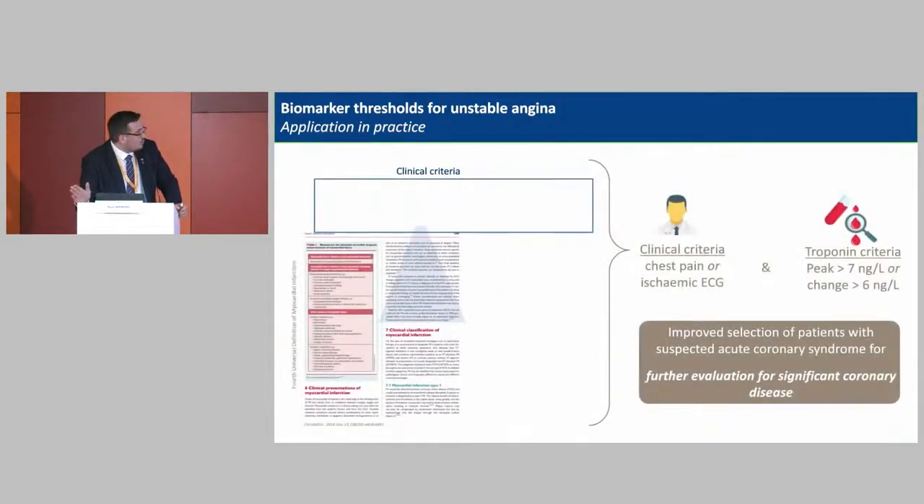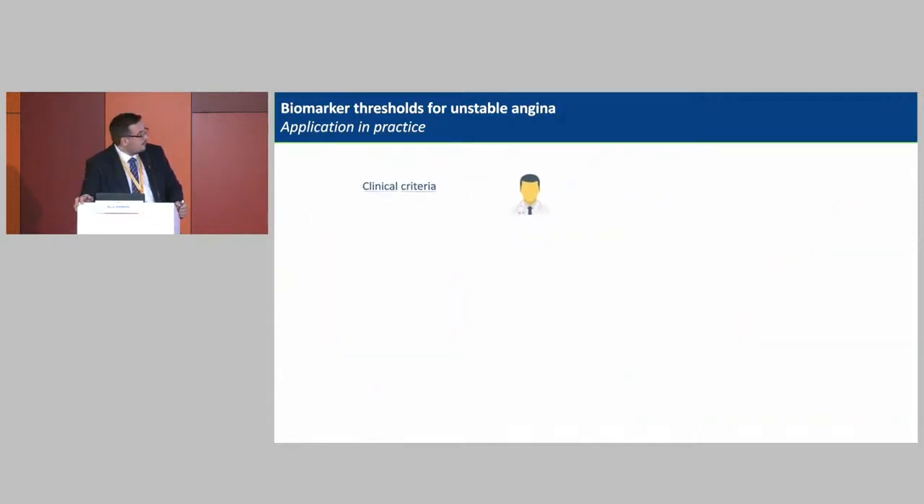We've heard lots of conversations and discussion today about the importance of clinical criteria and clinical gestalt, and that is something we wanted to recognise in this analysis as well, making sure to combine, just like we do with myocardial infarction, ischemic chest pain and ischemic ECG changes with objective biomarker criteria to identify the highest risk patients who would benefit from further assessment.